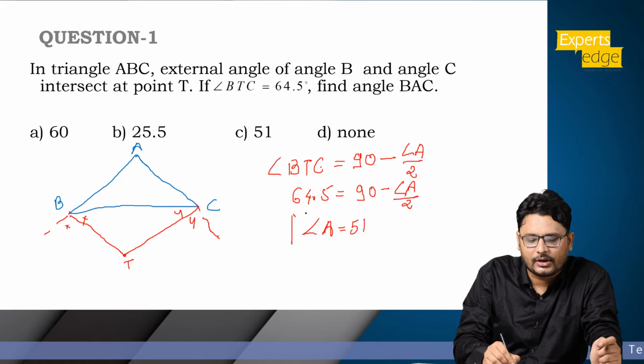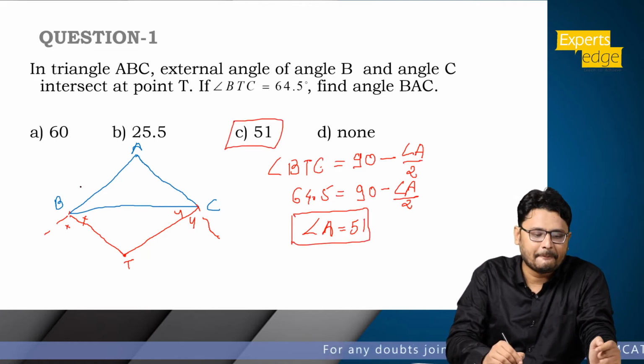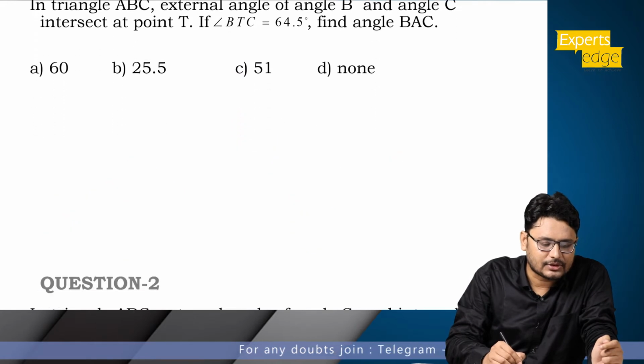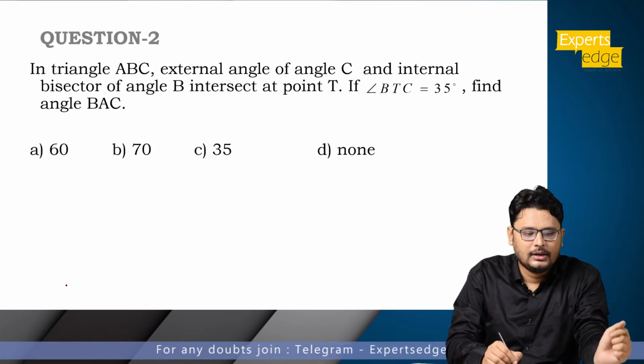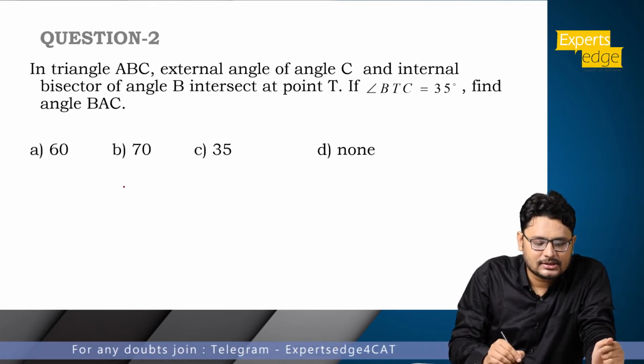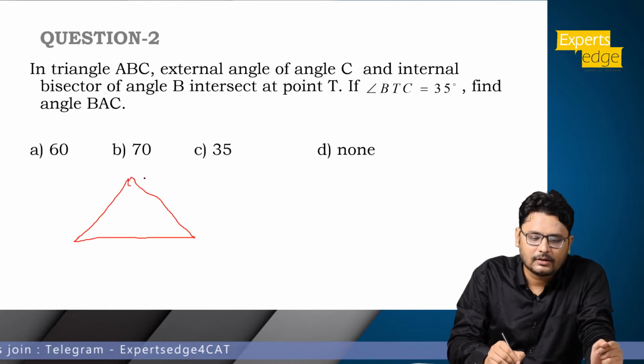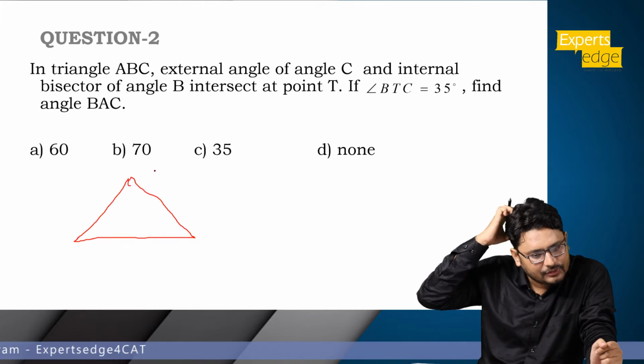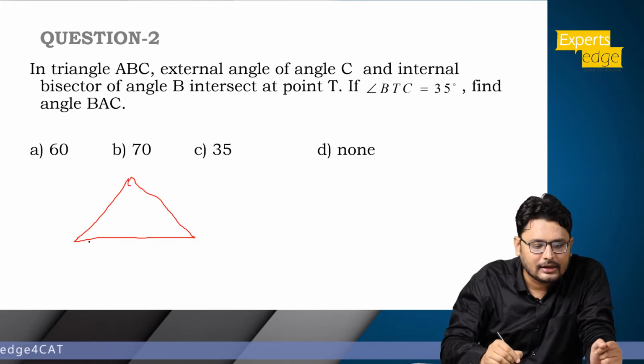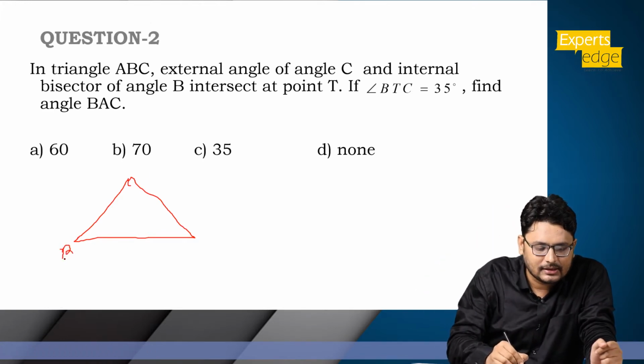Okay, so I hope this question is clear. Pretty much a direct question. Next, let's go to the next question. Question number 2. What it says? There is a triangle. The external angle of C and internal angle B. Okay, let's say this is angle B, this is C, and this is A.